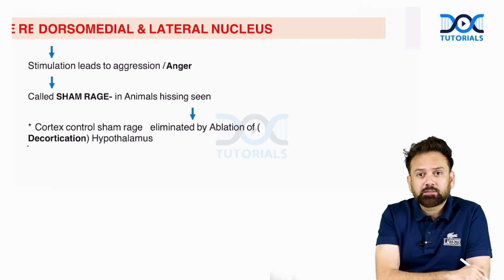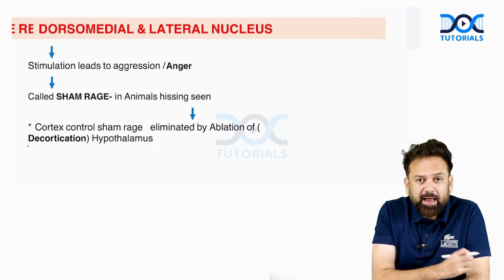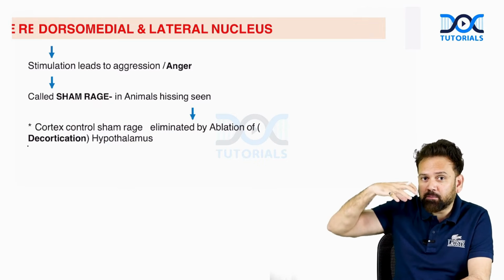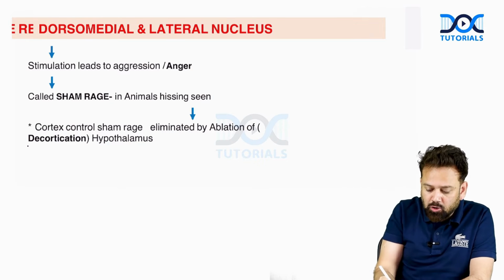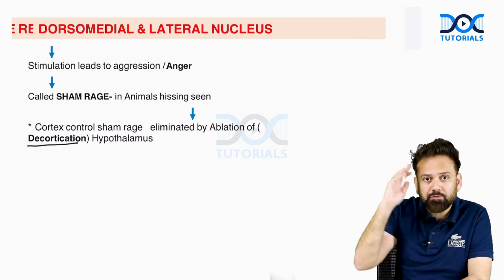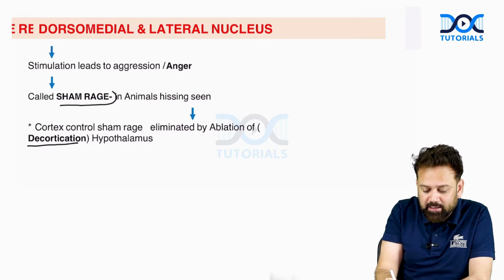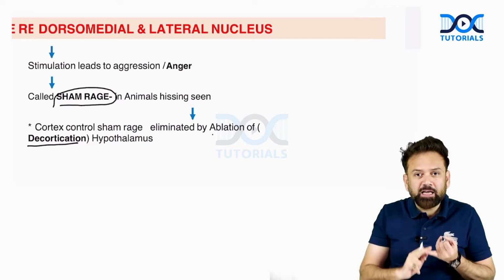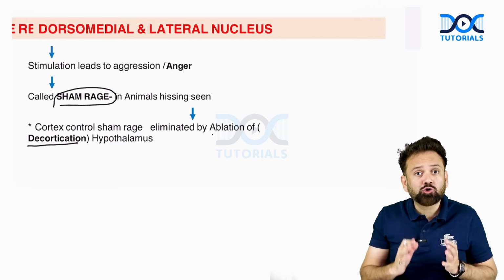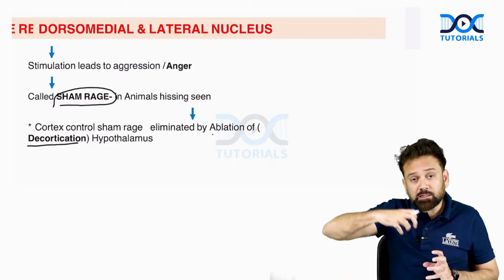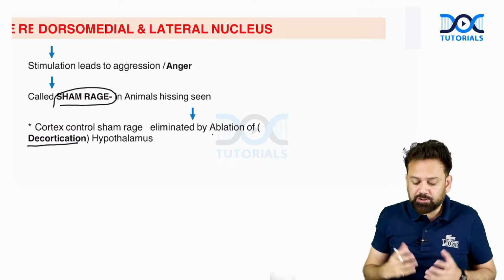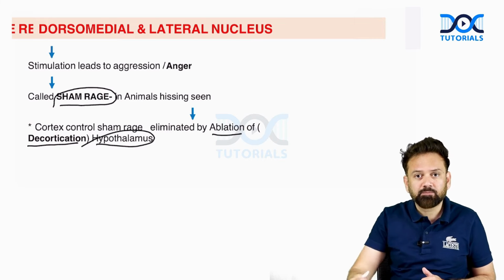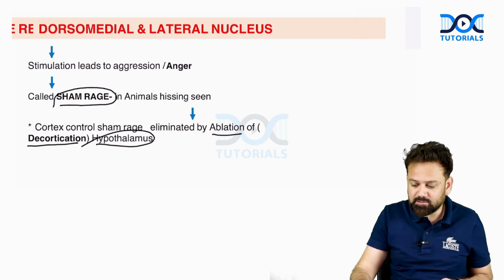Now, dorsomedial nucleus and lateral nucleus are for aggression, for anger, and this excessive anger is prevented by whom? Cortex. So if there is decortication, cortex removed, we will have excessive anger, and that is called sham rage. Normally anger, rage, jealousy is by dorsomedial and lateral nucleus. But if cortex is removed, it will become sham rage. In animal, we will see hissing. It can be eliminated by ablation of hypothalamus. If you want to treat, you can ablate hypothalamus.